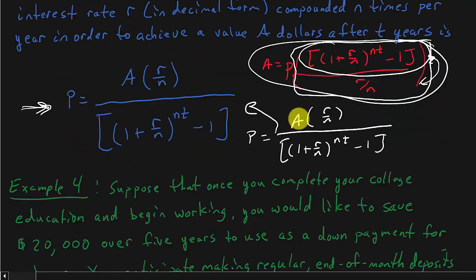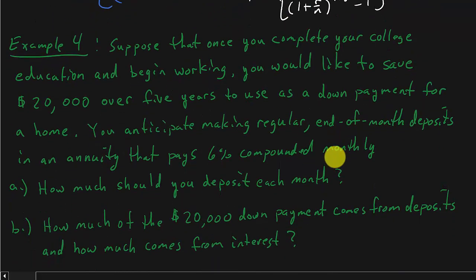All right. So let's look at this. Suppose that once you complete your college education and begin working, you would like to save $20,000 over 5 years to use as a down payment for a home. You anticipate making regular end-of-month deposits in an annuity that pays 6% compounded monthly. How much should you deposit each month? So that's part A. And part B, how much of the $20,000 down payment comes from deposits and how much comes from interest?